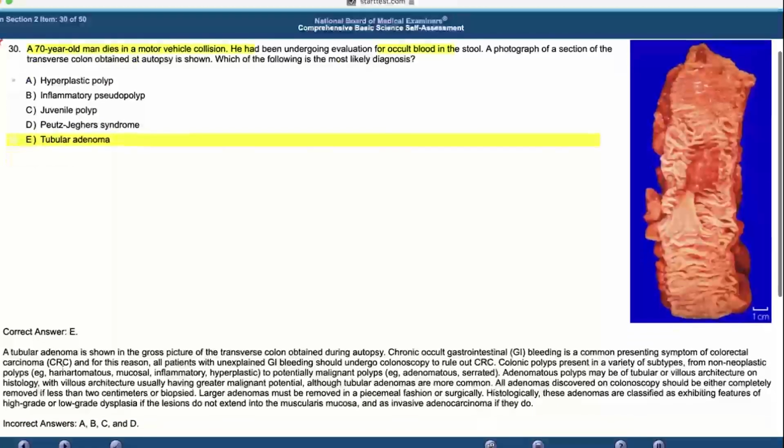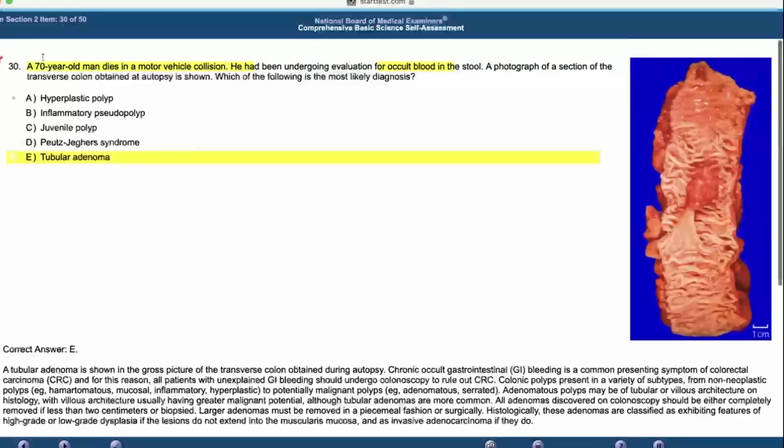Reading this question, I knew this wasn't adenocarcinoma because he was undergoing evaluation for occult blood in the stool. It was a 70-year-old man. I was thinking adenocarcinoma and I just didn't want to pick adenoma because adenoma sounded benign. Benign polyps can also bleed a little bit too.